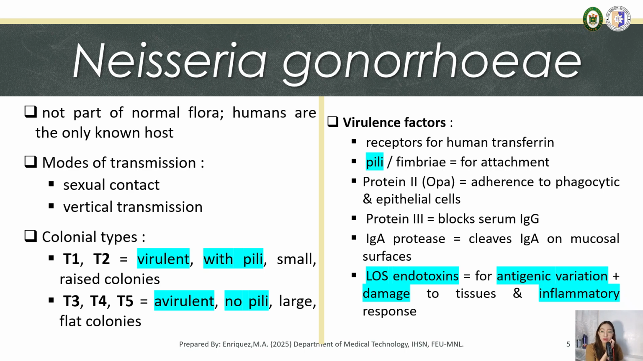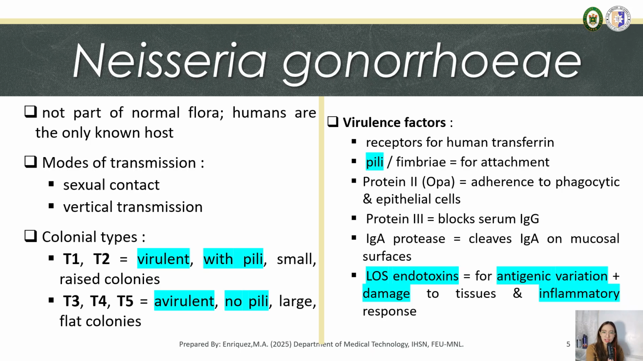Next, protein 3 would block serum IgG, and IgA protease would cleave IgA on mucosal surfaces. So may dalawa naman siyang virulence factor that is against immunoglobulins. Okay, so tatandaan po natin protein 3 is against IgG and the IgA protease is against IgA. No? So it would kind of like modify the structure or yun nga po, no, cleave the structure of IgA. Next is the LOS endotoxins. All right. So LOS endotoxins mainly help with antigenic variation.